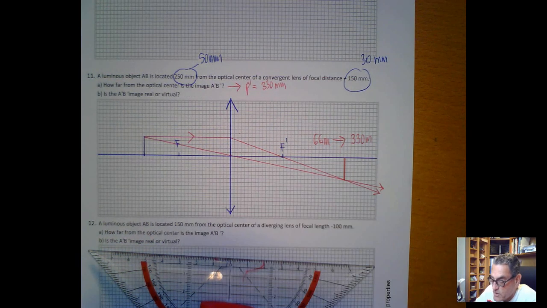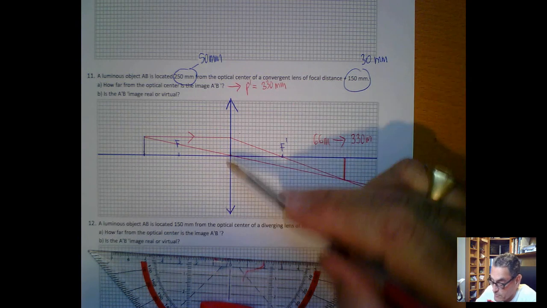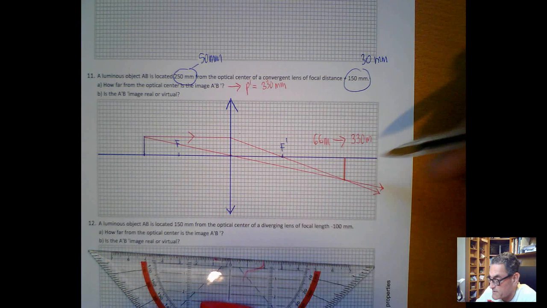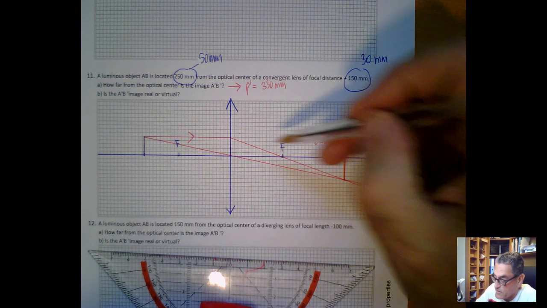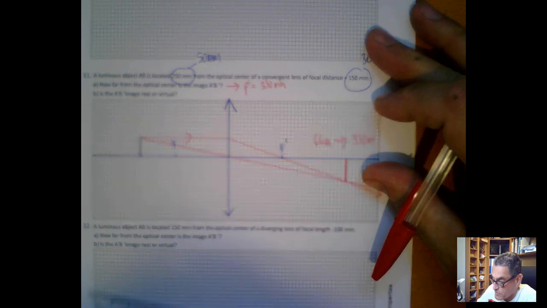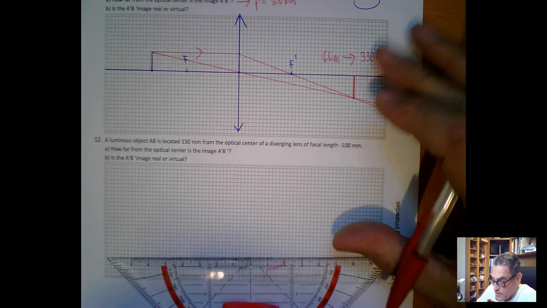Question B, is the image A prime, B prime real or virtual? It's of course real, because you have a convergent lens. You are not between the focal point and the lens, and furthermore, you see it very well here. You have light rays arriving. You can illuminate this image. It's a real image. You can project it on the screen. Okay. Good.